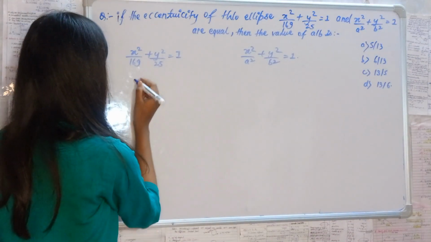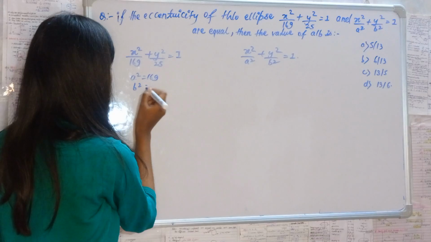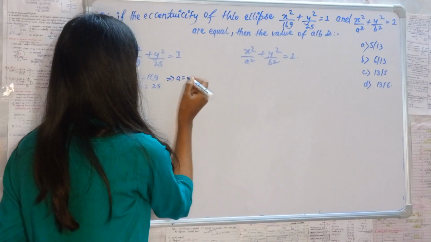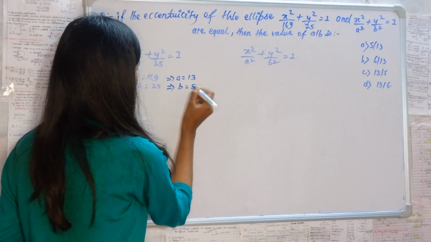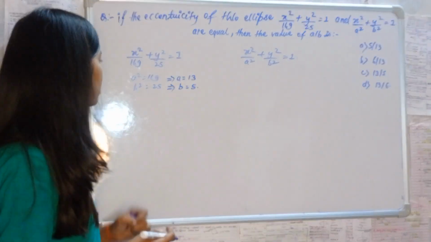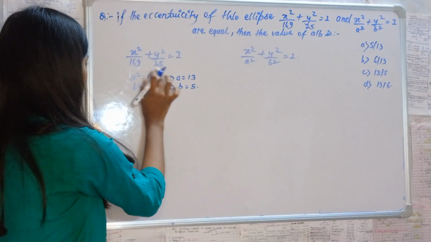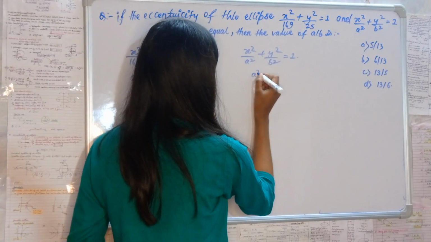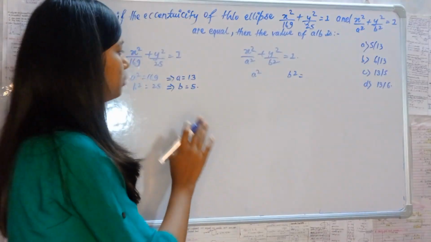If I calculate the eccentricity of the first one, a square is given as 169 and b square is given as 25. If I calculate a from here, I get 13, and from here I get b as 5, because in the ellipse this is considered the major axis and this is considered the minor axis. So a square and b square are basically the major and minor axes.